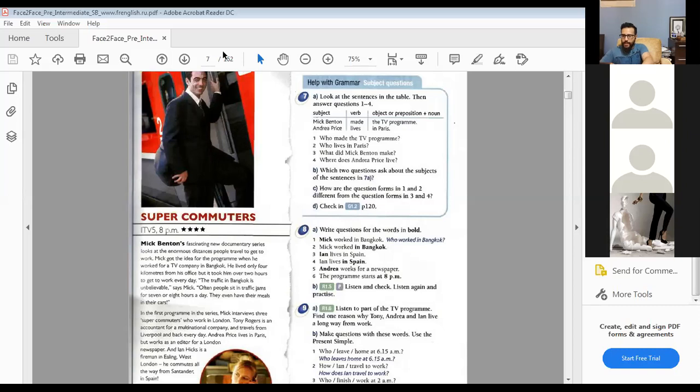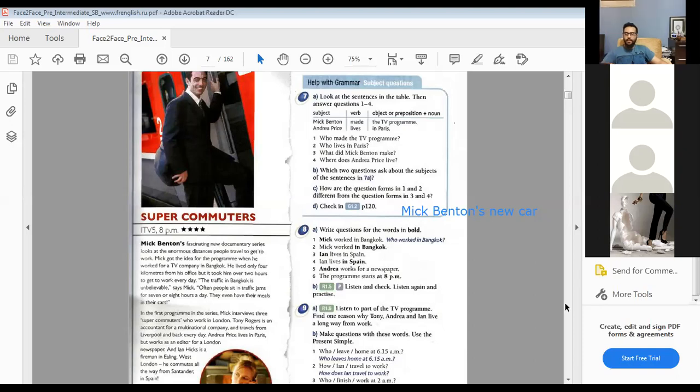Okay, I'm going to write it here. So Mick Benton's. Why do we have this S here? Possession. Very good. Exactly, yes. New car, for example. So this S is a possessive S. If you go back to the story, it says Mick Benton's fascinating new documentary series, because he is the owner. He made the series. Do you understand? That's why we use possessive S.